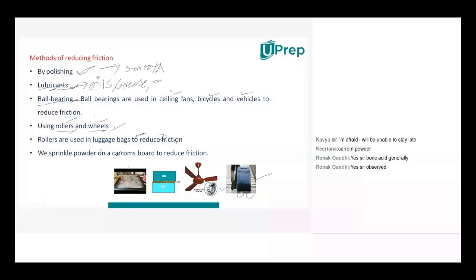So tell me again one by one. Kavya, Ronak, Gandhi, Alex, like that continually. One by one, say what the methods for reducing the friction are. Kavya, tell me first. You can polish it or you can apply lubricants. Okay.